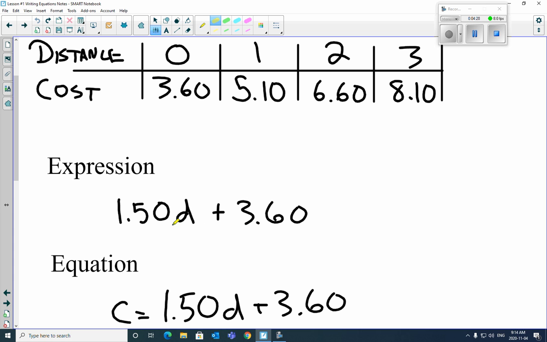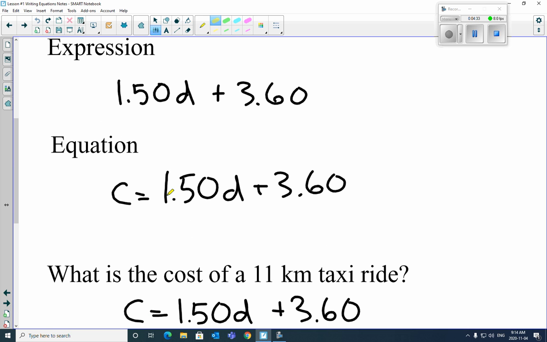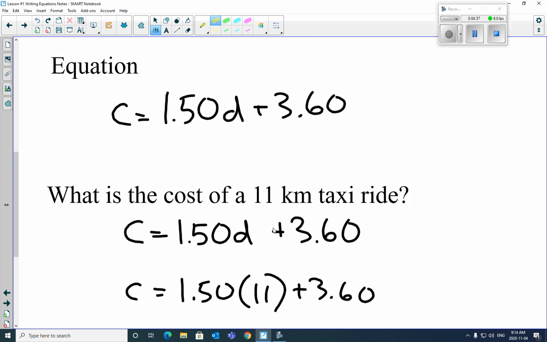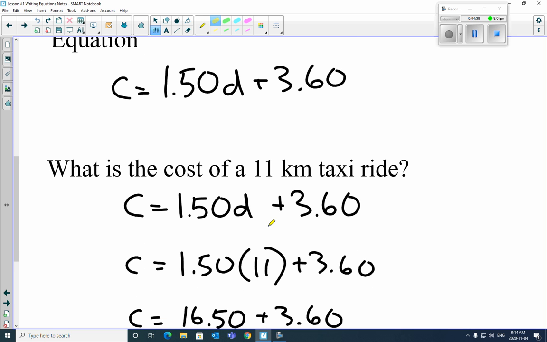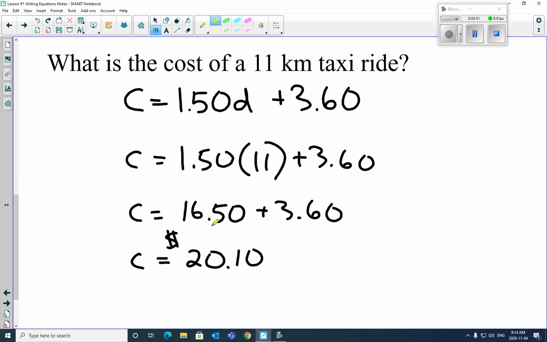That's why there's no variable with this one, right? This one has a variable or a letter, and it changes. Here's our equation: the cost equals $1.50 times the distance plus $3.60. So if we knew we were going out for the evening and we needed to have some money so we could get home, what's the cost of an 11 kilometer taxi ride? There's our equation. We're going to replace D with 11. So $1.50 times 11 is $16.50 plus $3.60. So we need to have $20.10. So if you only had a $20 bill, you couldn't take an 11 kilometer taxi ride. You don't have enough money.